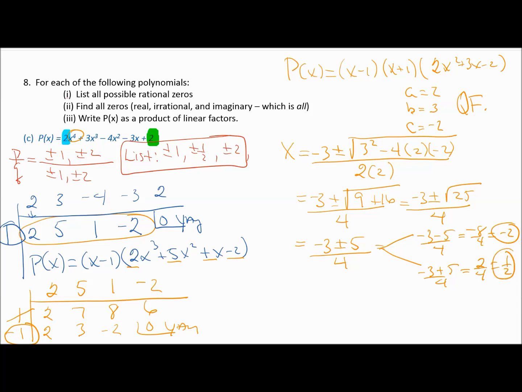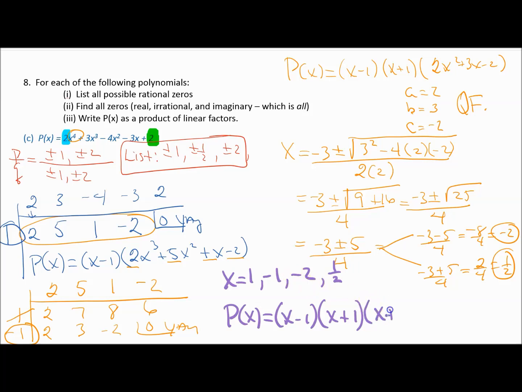So if I just list my zeros in purple, then I have x is equal to 1, another one is negative 1, another one is negative 2, and 1/2. If I write this as a product of linear factors, that's an x minus 1. This guy is an x plus 1. This 0 leads to a factor of x plus 2. And this last 0 leads to a factor of x minus 1/2.